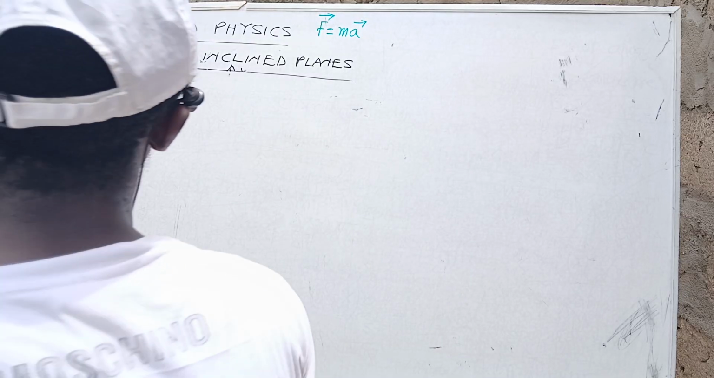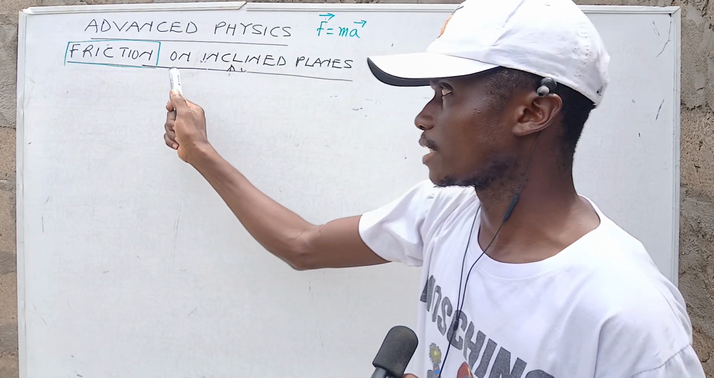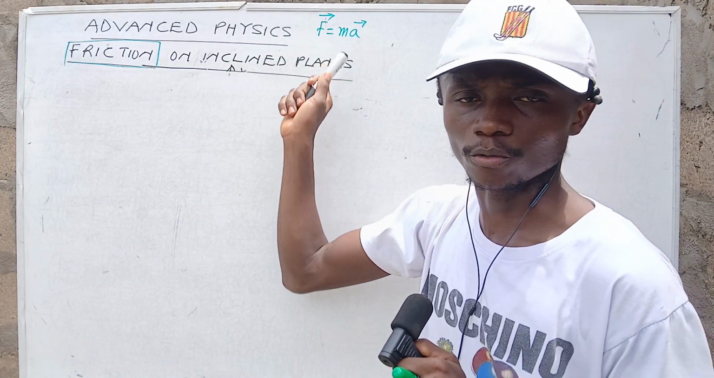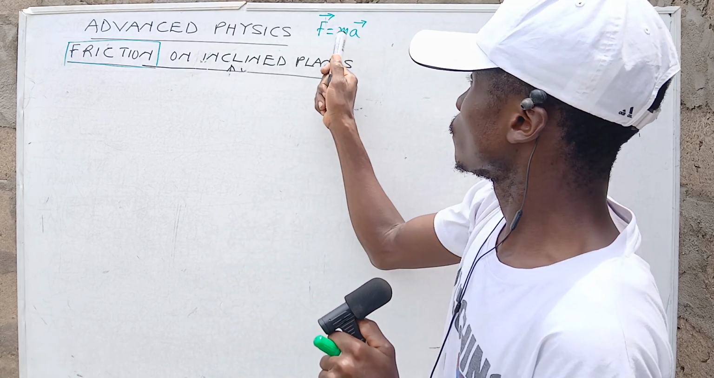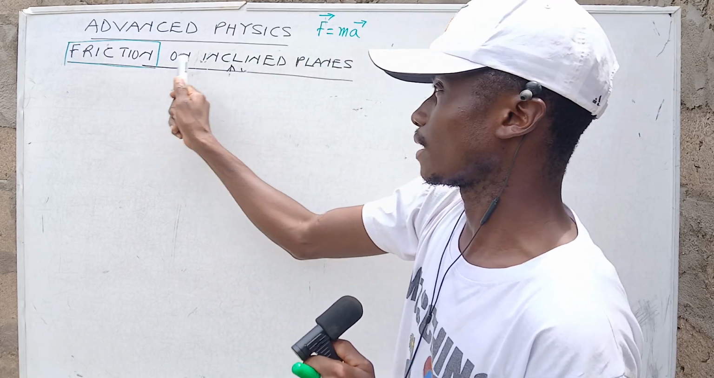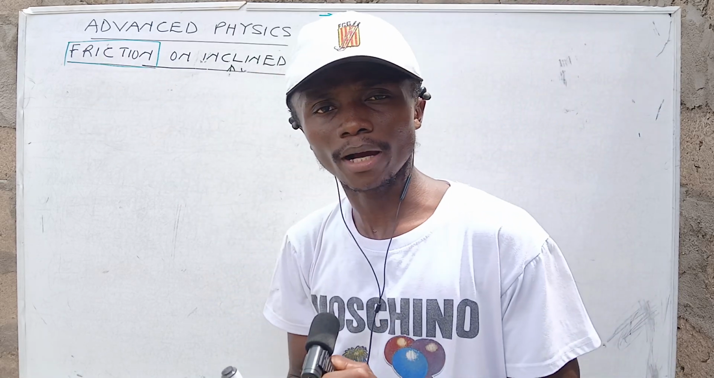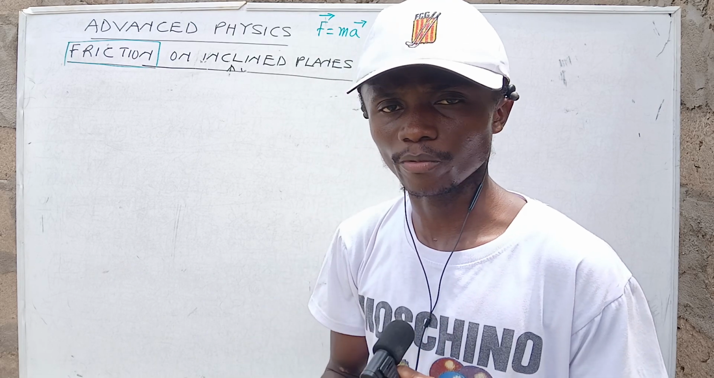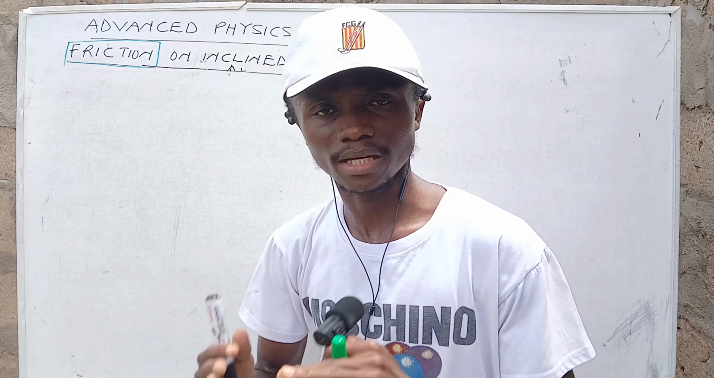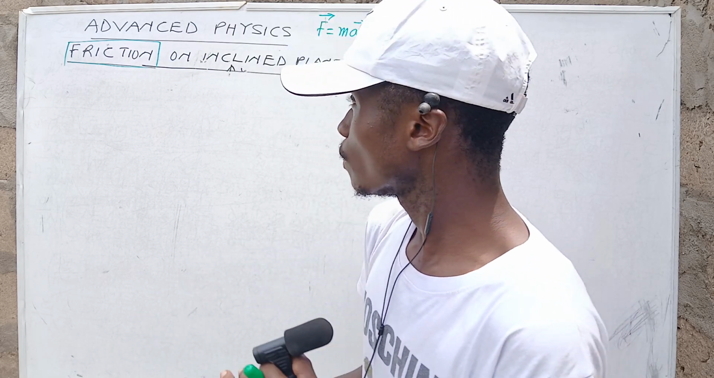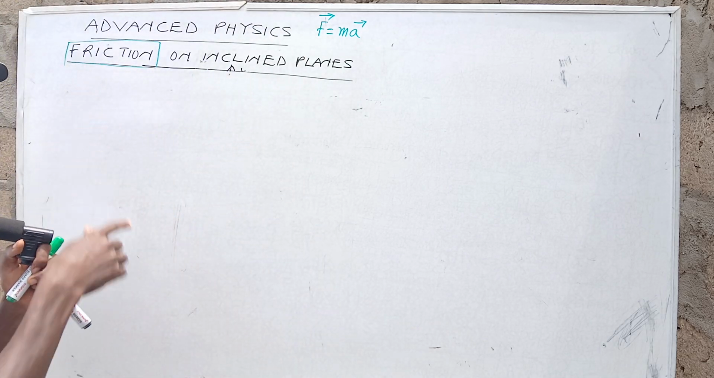So we are looking at another application of Newton's second law, F is equal to ma. We are applying it on friction on inclined planes. Welcome to my advanced physics class where we discuss modern physics and classical physics. We have a whole new concept for the day, friction.